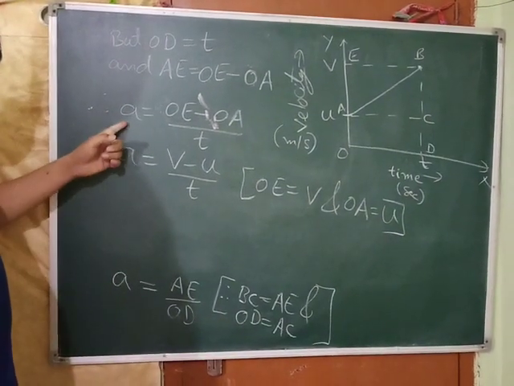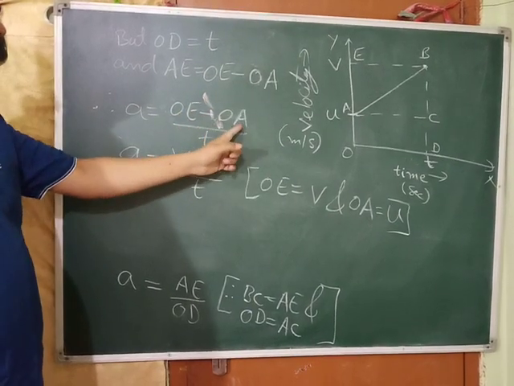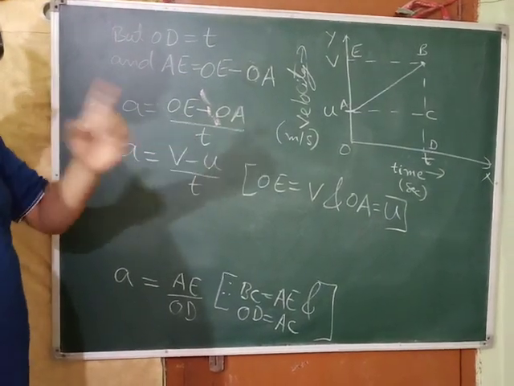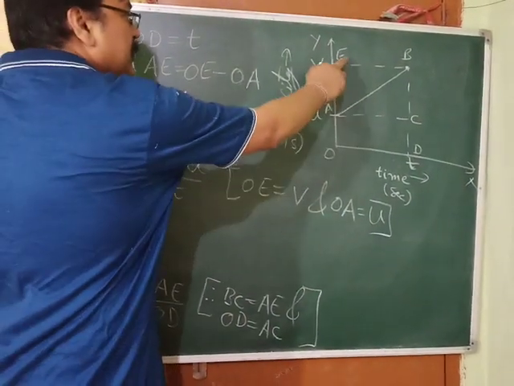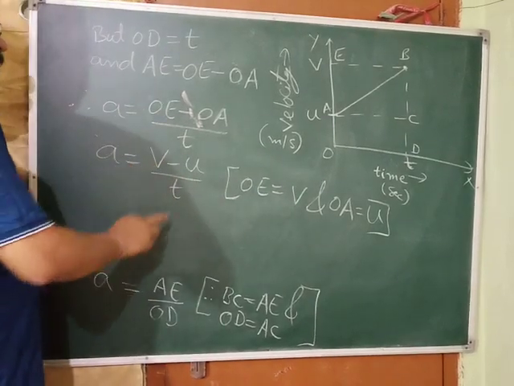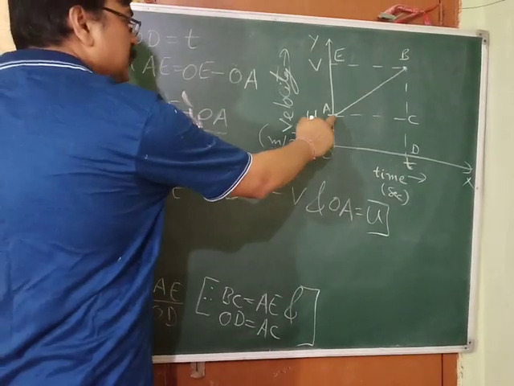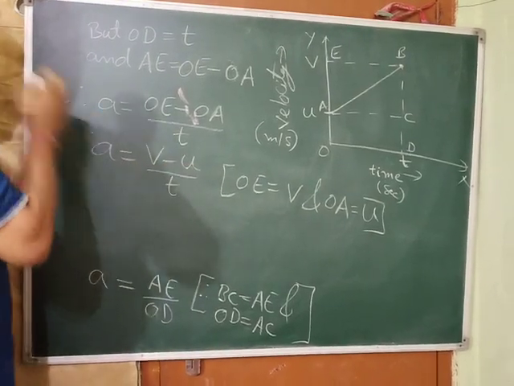Therefore, A is equal to, in place of AE, we can write OE minus OA, and in place of OD, we can write T. Now, from the diagram, you can see OE is V, so we can write V. OA is U, so we can write U here. So V minus U by T, that's what we get.